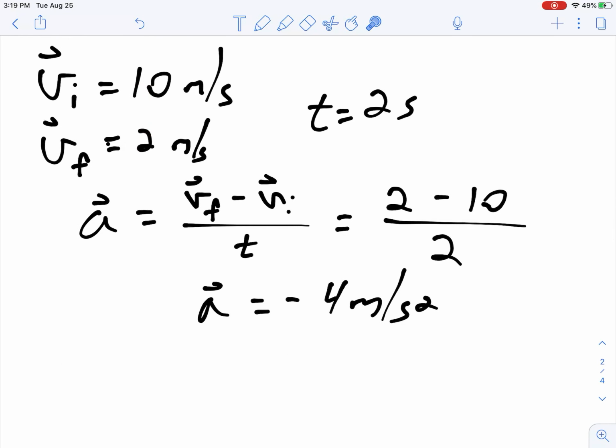Let's look at this example. My velocities are both positive, my acceleration is negative. My velocities are in the opposite direction from my acceleration. The fact that they're opposite gives me the example of slowing down. In this case, I was certainly slowing down.